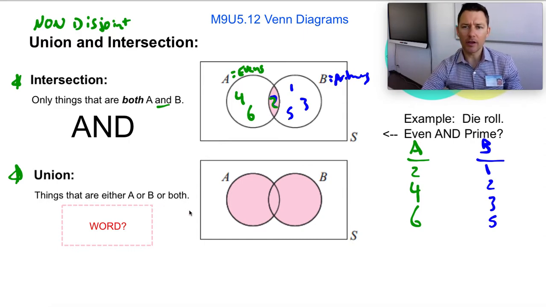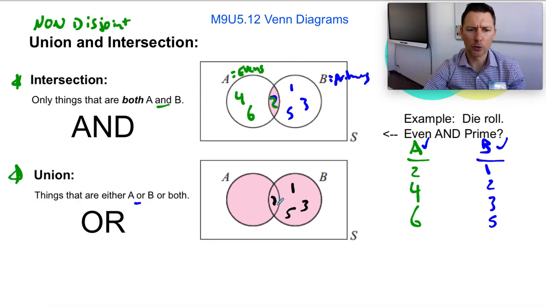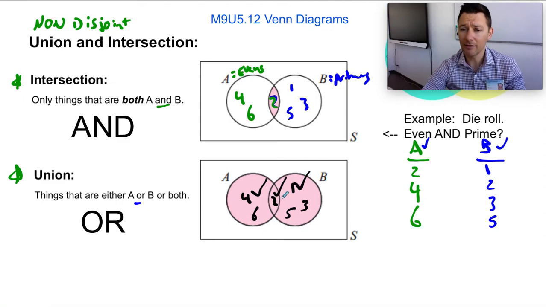The union is both of the things. It's this or that. It's like saying roll a die, and if you get an even or a prime, no homework for the rest of your life. Well, 1 and 3 and 5 and 2 and 4 and 6, all of those are good for you because they're either even or they're prime. Both is fine too.